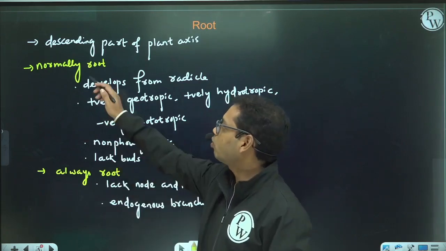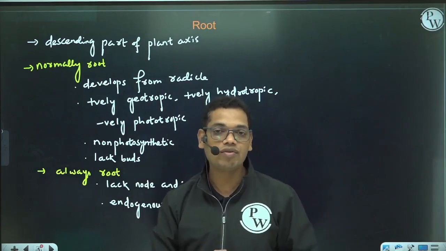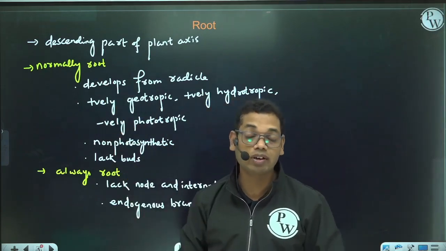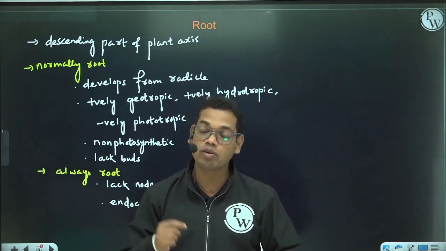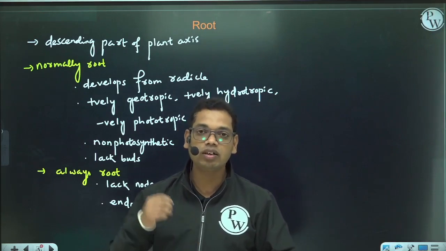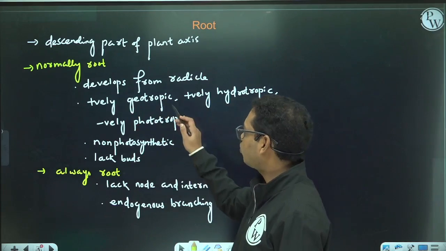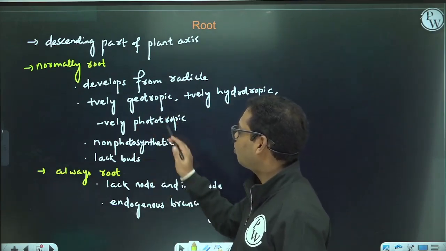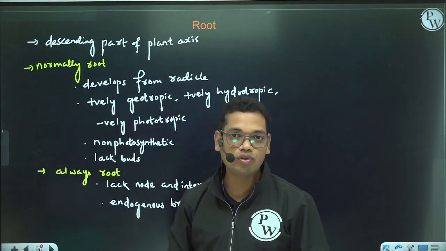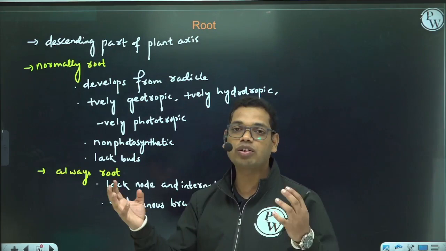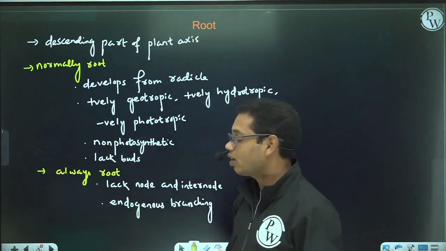Normally the root develops from the radicle, and the roots grow towards gravity, which is why they are positively geotropic. They move towards water, which is why they are positively hydrotropic. In most cases they go away from light, which is why they are negatively phototropic. Normally they are non-photosynthetic because they are underground, so they do not get any light, and that is why they do not perform any photosynthesis.